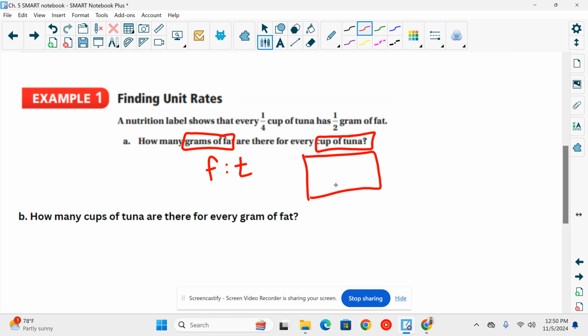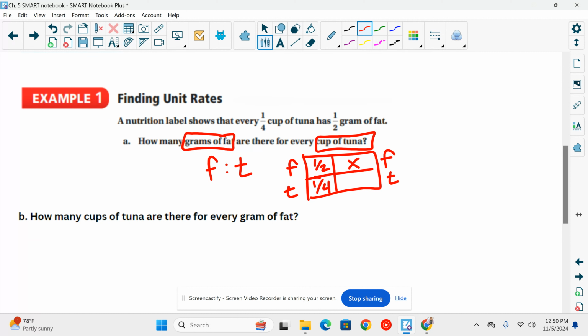So when I make my ratio box, I'm going to make it fat to tuna. Fat to tuna. How much in my original ratio, how much fat was there? 1/2 of a gram. How much tuna was there? 1/4 of a cup. If I look at the question part, it says how many grams of fat? Well, that's the part we're finding. We don't know. For every cup of tuna. But I don't have a number.